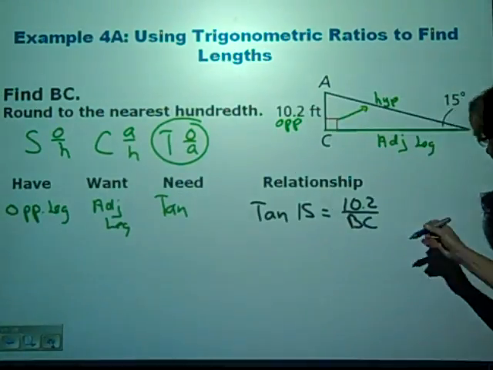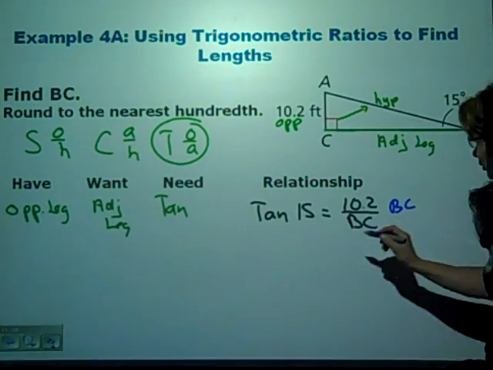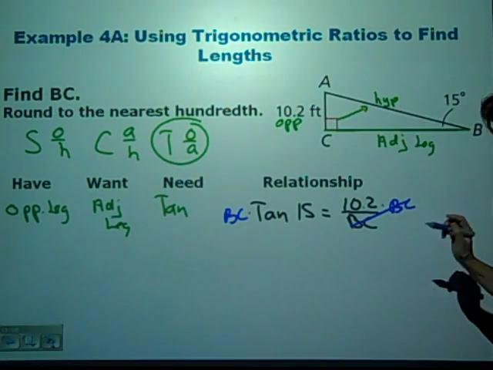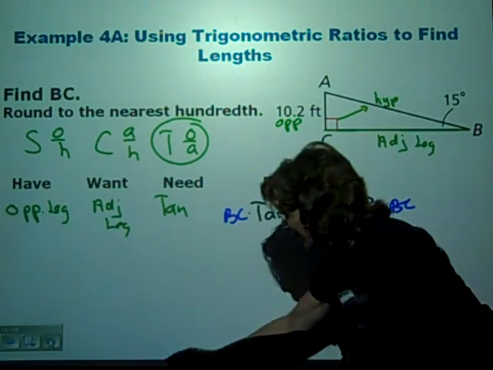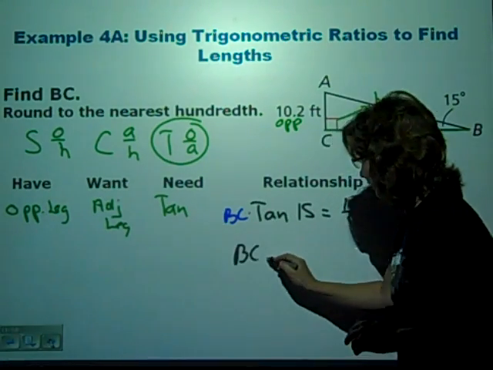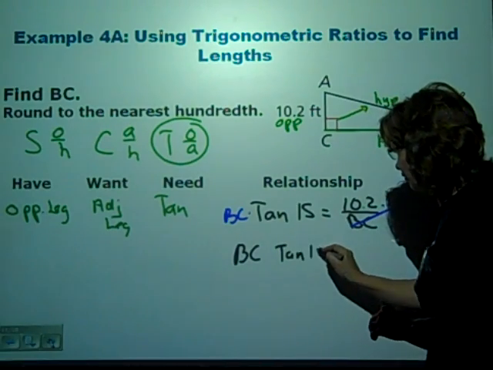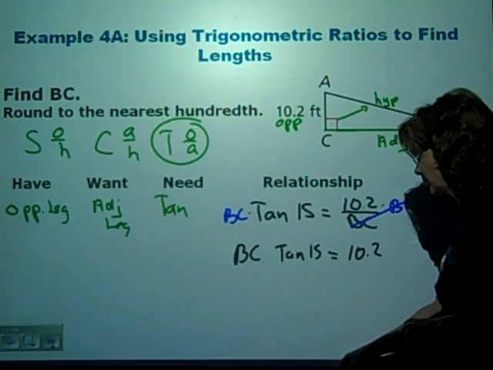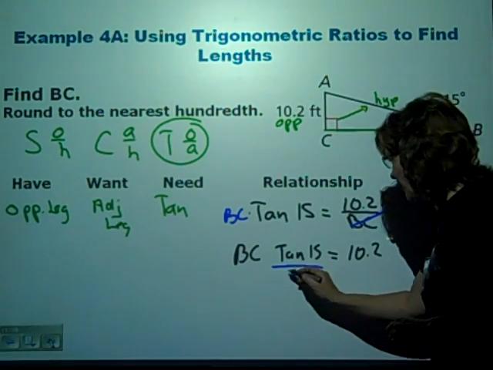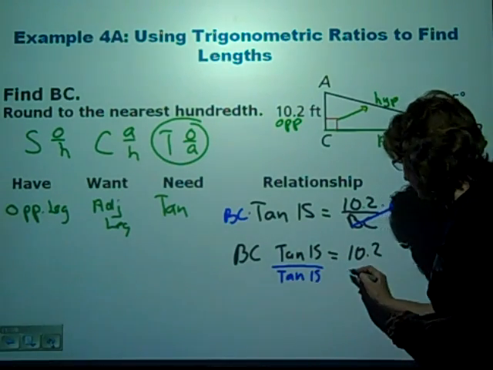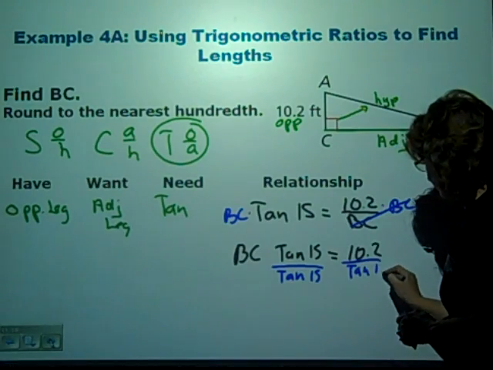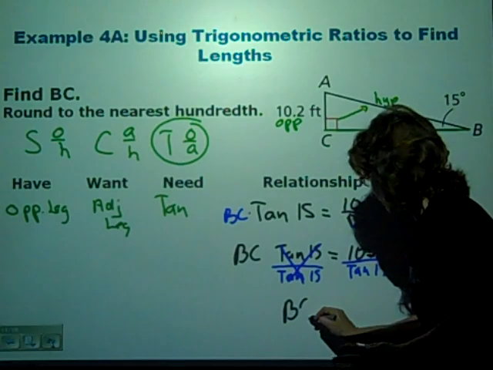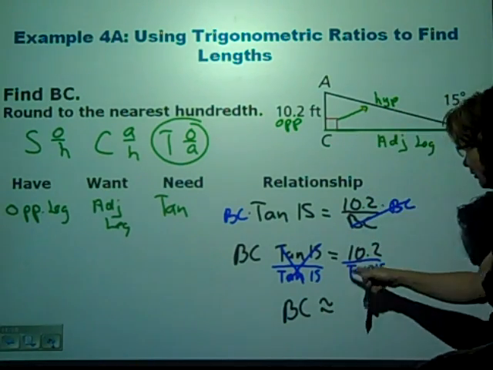So BC is in the denominator, so I'm going to multiply both sides by BC, and that'll cancel out. So now I have BC, the length I want, times the tangent of 15, which is a number, equal to 10.2. Well, the opposite of multiply is divide, so I'll divide by tangent of 15. And that's going to give me BC. And this is where we round.